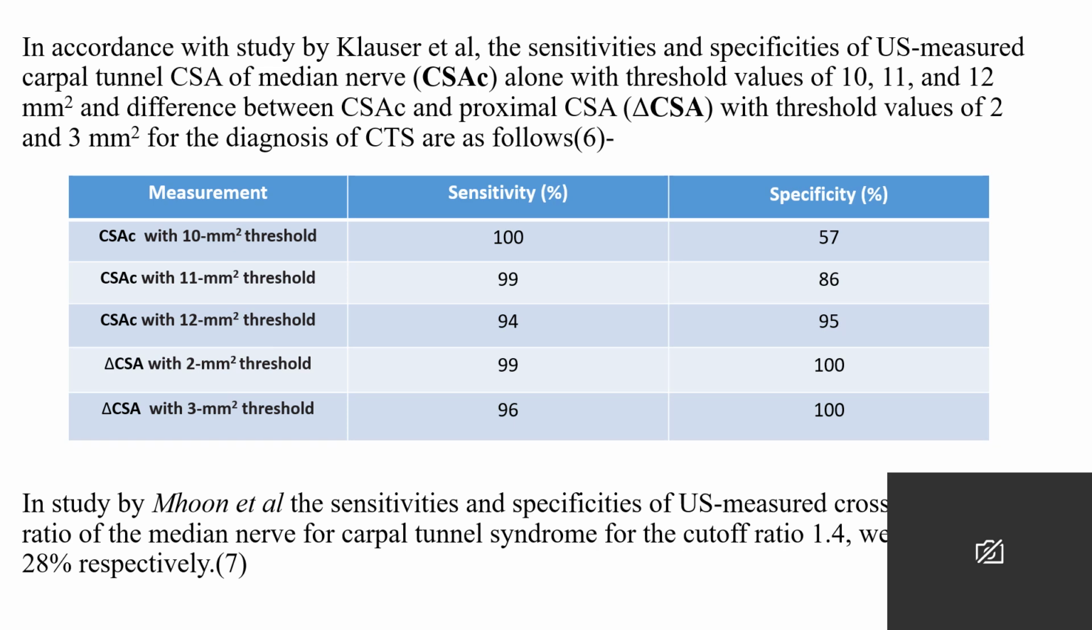So in study by Mohan et al., the sensitivities and specificities of ultrasound measured cross-sectional area ratio of the median nerve for carpal tunnel syndrome for the cutoff ratio 1.4 were 97% and 28% respectively.